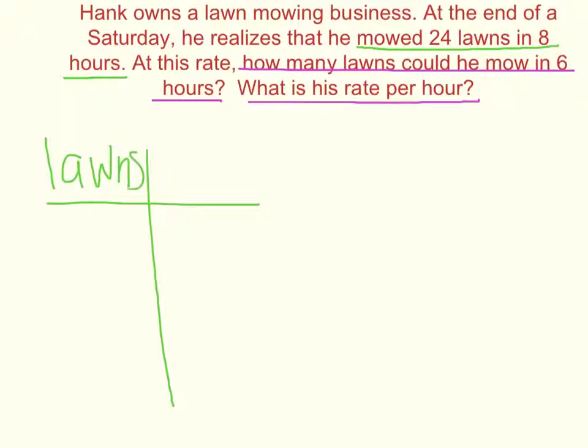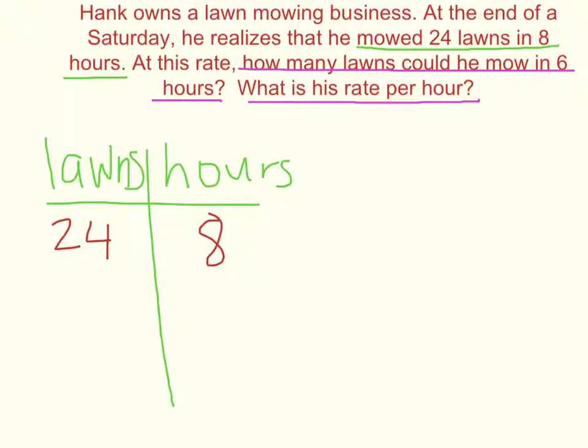So as I set up my table of equivalent ratios, I first need to look at what 2 things I'm comparing, and that is lawns and hours. So I'm going to write that in here, lawns and hours. I know it's not the best handwriting with this little stylus. And I'm just going to plug in the information they give me first, which is 24 lawns in the lawns column, and 8 hours.